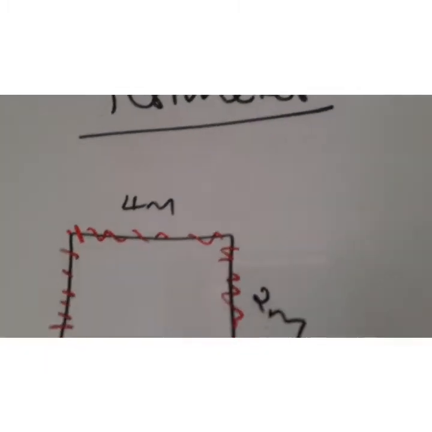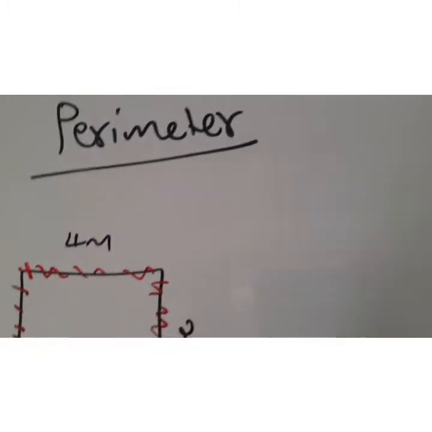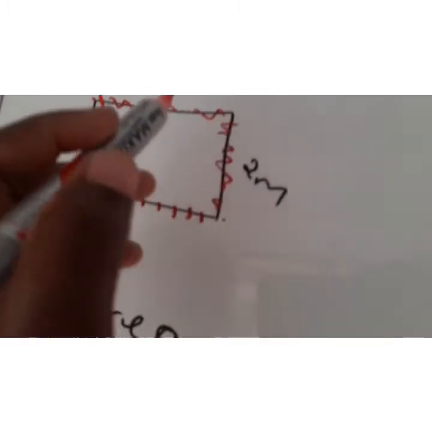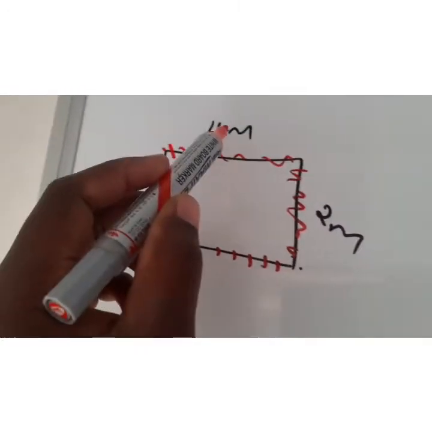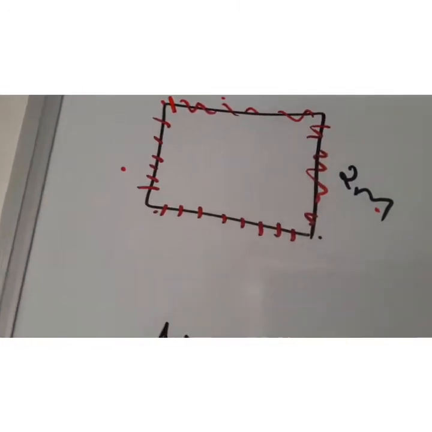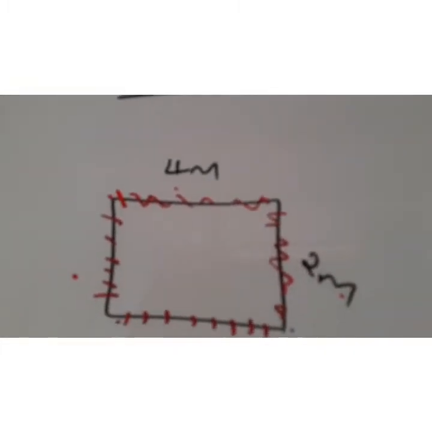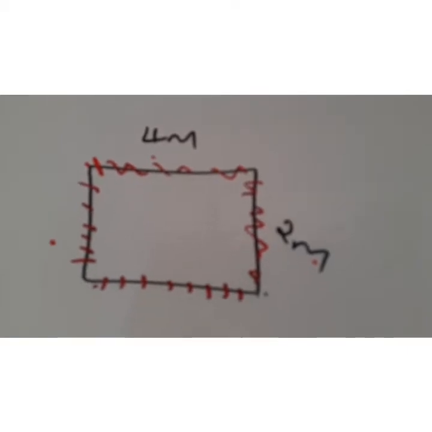Okay, so here we have your rectangle. When we're dealing with perimeter, we'll actually be adding. So we'll have 4 meter plus 2 meter plus 2 meter plus 4 meter. So perimeter is actually calculating the distance around an object.